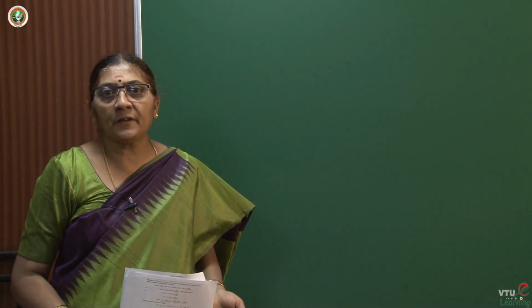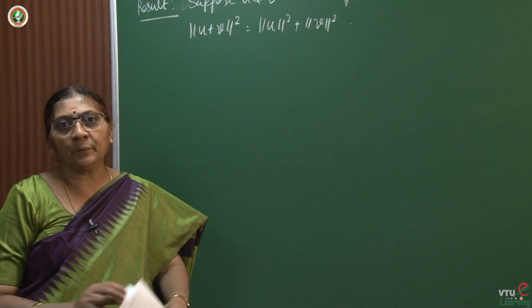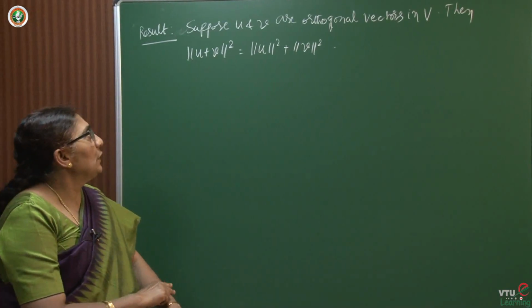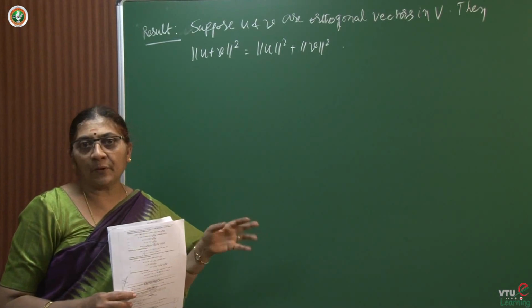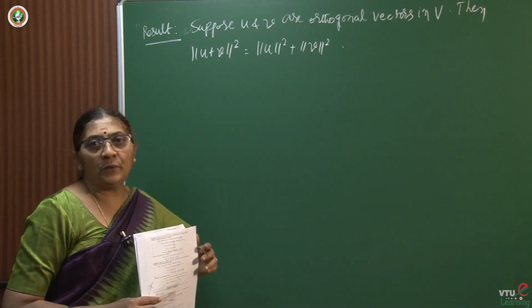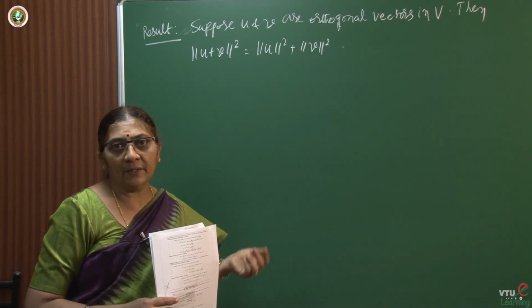Now in this class we are going to discuss a few more results based on inner product space. One result I have already written about. This result is called the Pythagorean Theorem. What is the Pythagorean Theorem in an inner product space? Suppose u and v are orthogonal vectors in V, meaning the inner product of u comma v equals 0. Then the norm of u plus v whole square is nothing but the sum of the squares of the norms.